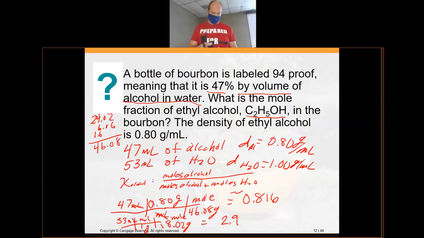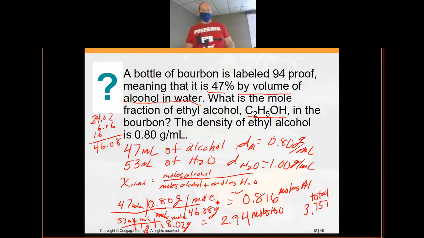53 milliliters of water divided by 1 divided by 18.02. That is 2.94. All right, so here's your moles of your alcohol. Here is your moles of water. And then total moles is 3.757. When we want the moles of the alcohol, we put in the 0.816 divided by moles total, 3.757.